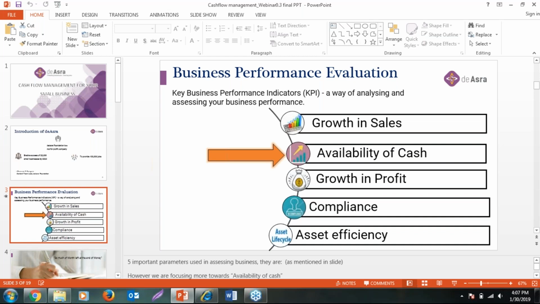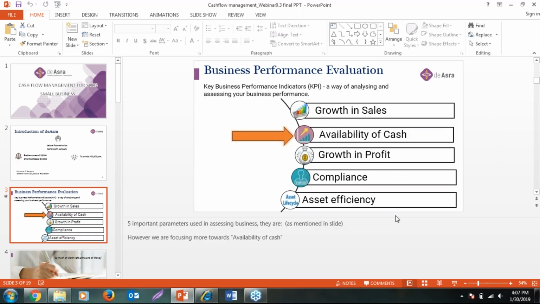So let's go ahead. We have seen the five important parameters which are used in assessing the business. As we are focusing more on availability of cash, let's go ahead and see.